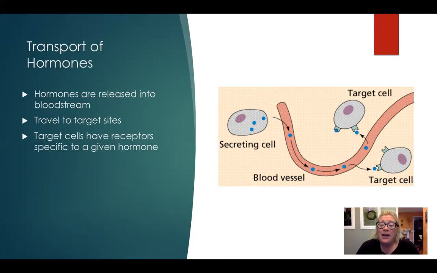Hormones are going to be produced by endocrine cells. Those endocrine cells are going to secrete their hormones out into the interstitial fluid, and then they are going to move into the circulatory system and travel through the circulatory system until they reach their target sites. Their target cells are going to have specific receptors for them, either on the surface of the cell in the case of water-soluble hormones, or inside the cell in the case of lipid-soluble hormones.